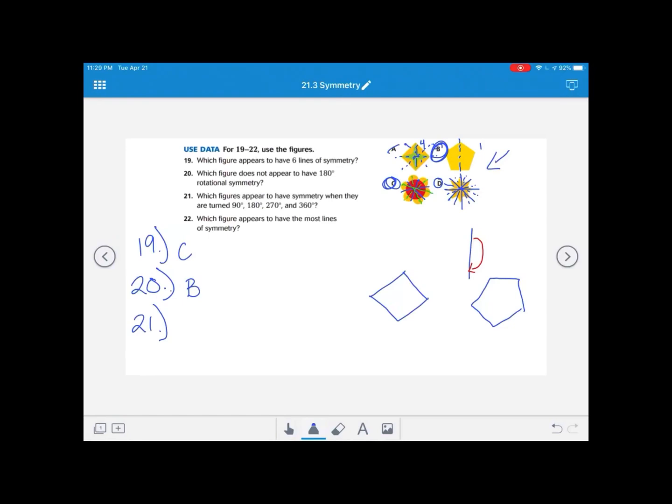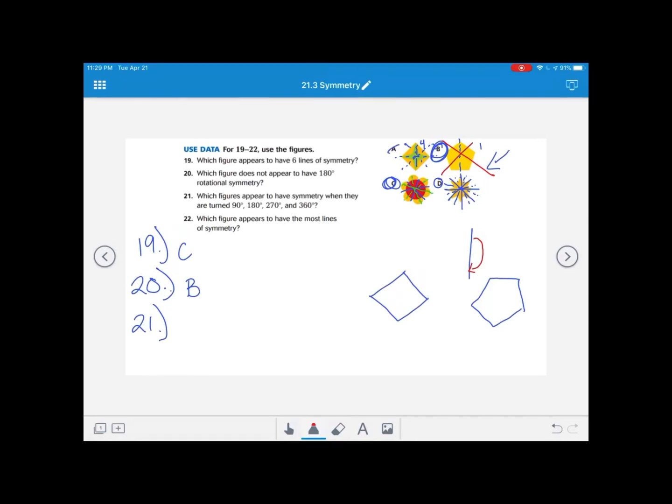Number 21, which figures appear to have symmetry when they are turned 90 degrees, 180 degrees, 270 degrees, and 360 degrees? So it's asking which one is going to be the same, whether you turn it a quarter turn, a half turn, 3/4 turn, or a full turn around a circle. So looking at our figures, I can tell we already know it's not going to be B, because B we discovered couldn't even do the 180.